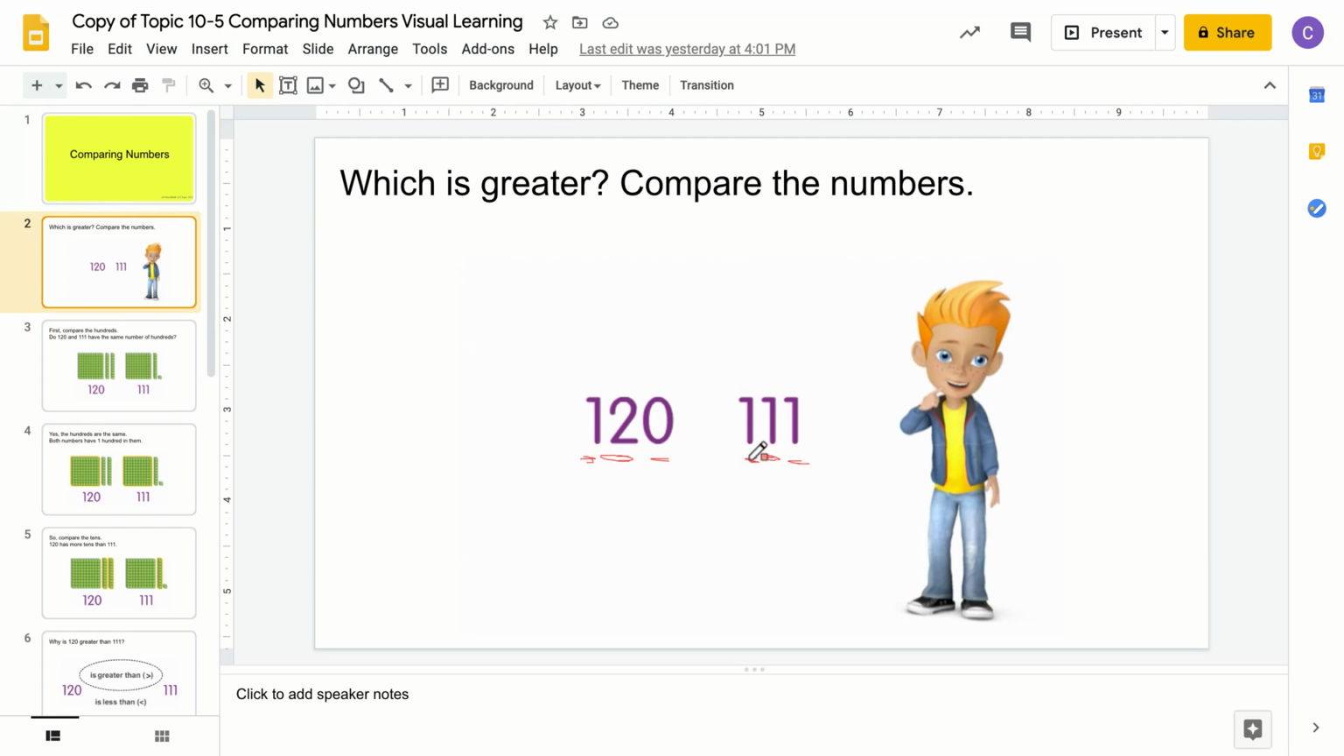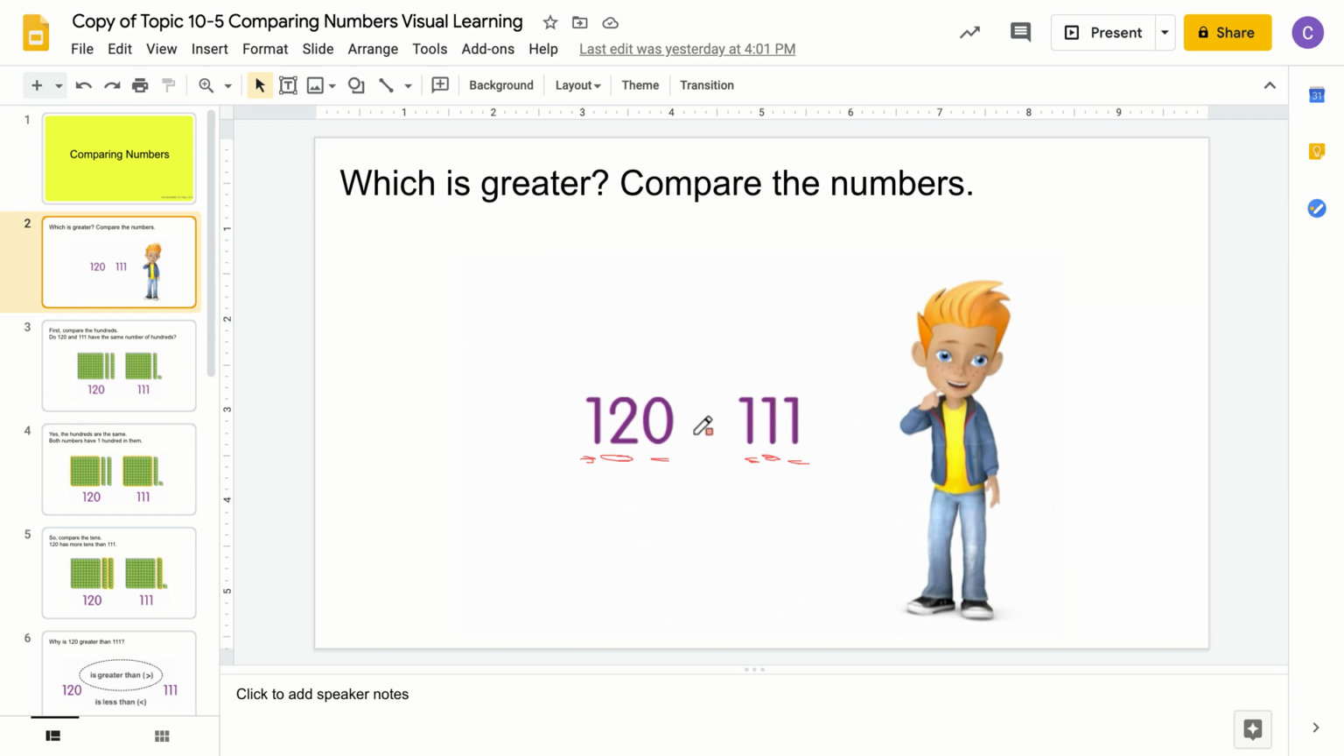So how do we determine which one is bigger? Well, let's look at the hundreds place. Do they have the same digit? They do. They both have 1. So that means it's 100 for both. Then we look at the tens place. Do they have the same digit? No. This one has a 2 and this one has a 1. So this one has 2 tens and this one has 1 ten. So if we already know that a number in the tens place is bigger than the other, we can already determine that 120 is bigger than 111.